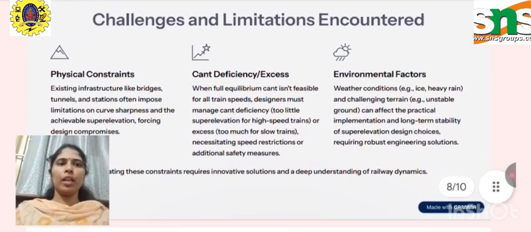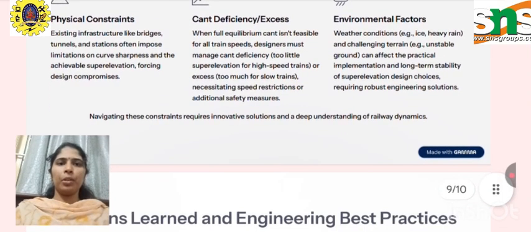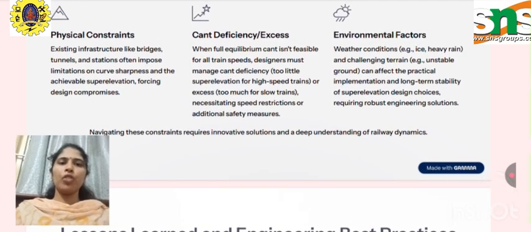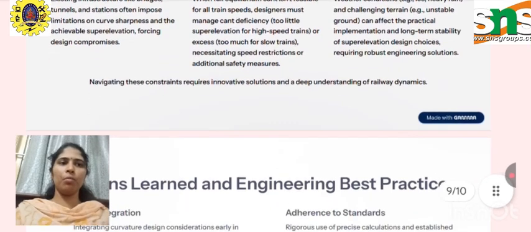Next is challenges and limitations encountered. Physical constraints: existing infrastructure like bridges, tunnels, and stations often impose limitations on curve sharpness and the achievable super elevation, forcing design compromises. Cant deficiency: when full equilibrium cant isn't feasible for all train speeds, designers must manage cant deficiency or excess, necessitating speed restrictions or additional safety measures. Next is environmental factor. Weather conditions and challenging terrain can affect the practical implementation and long-term sustainability.